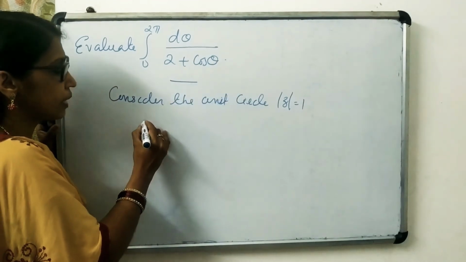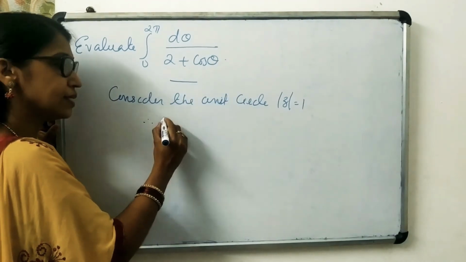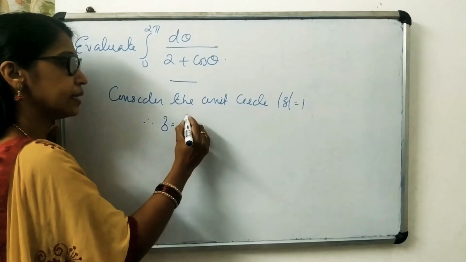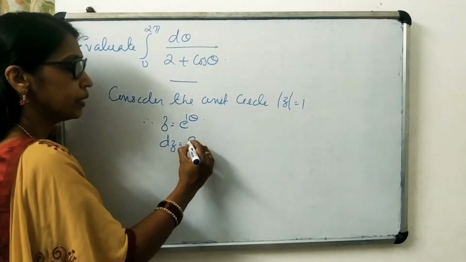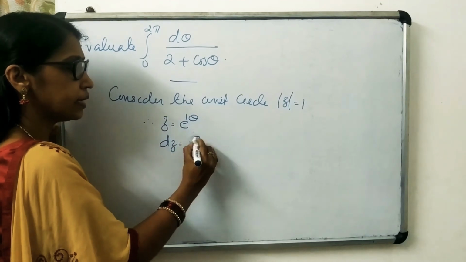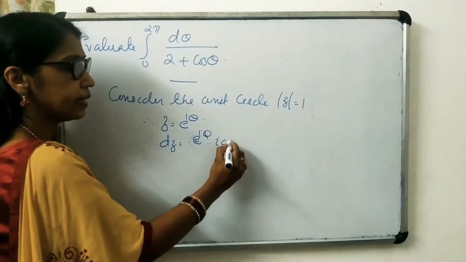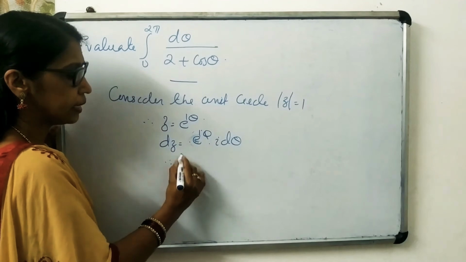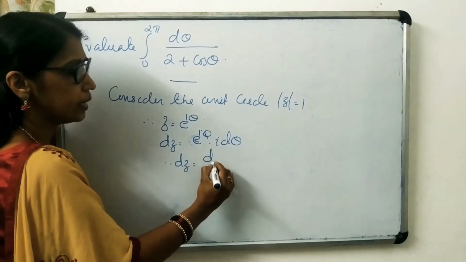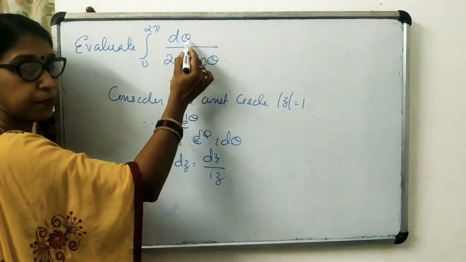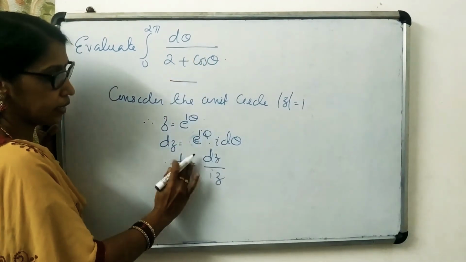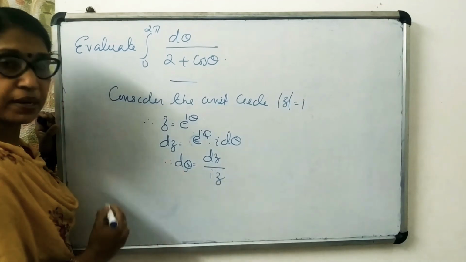So what is cos theta? Therefore what is z? I am writing z here. z equal to e raised to i theta, and dz equal to d theta, e raised to i theta into i d theta, and therefore d theta is equal to dz by iz. First result we are applying: d theta is equal to dz by iz.